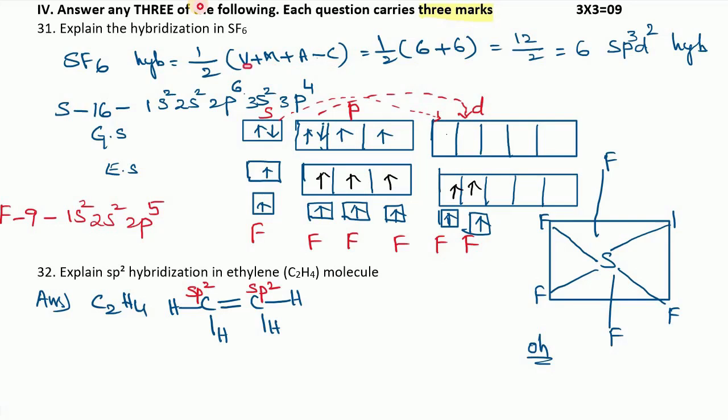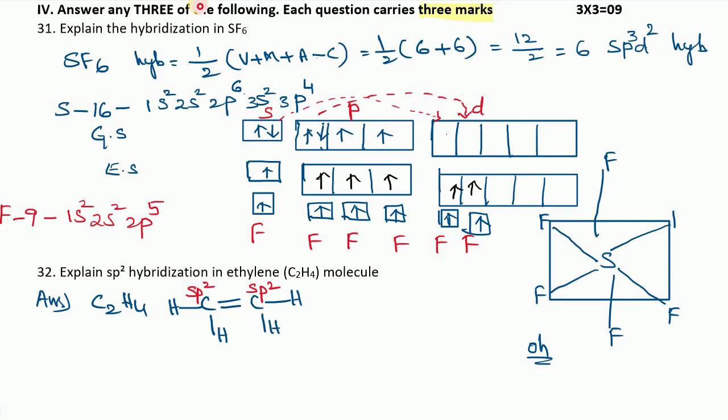V is the group number of sulfur. Group number of sulfur is 6. And monovalents, like halogens, here fluorine. So how many are there? 6 atoms are there. So 6 plus 6, 12. 12 by 2, 6. Steric number is 6 and the hybridization is sp3d2 hybridization.